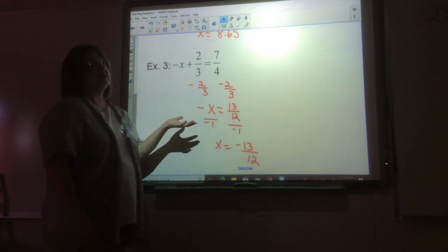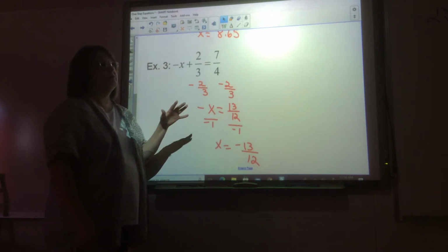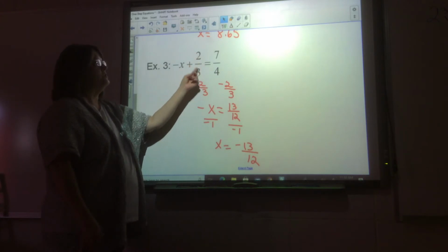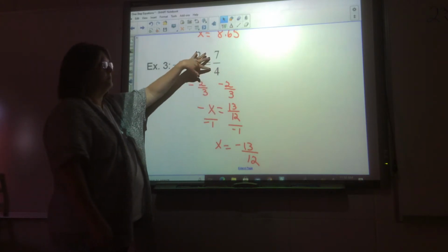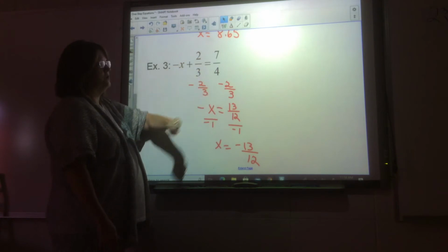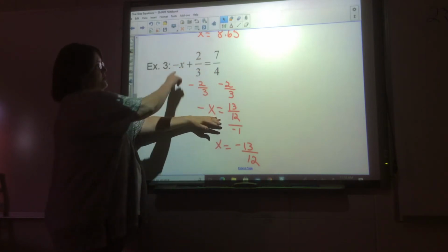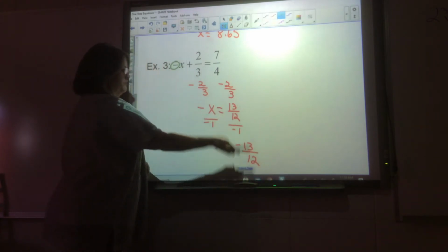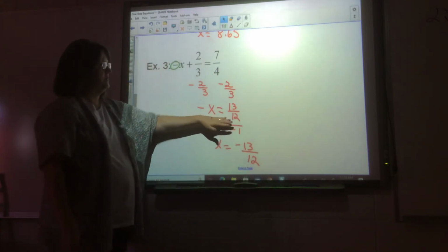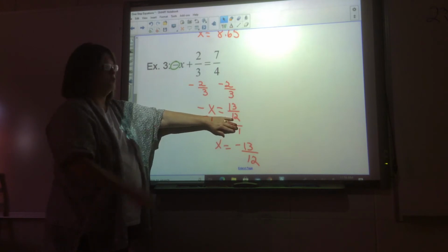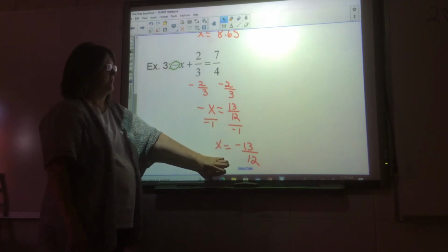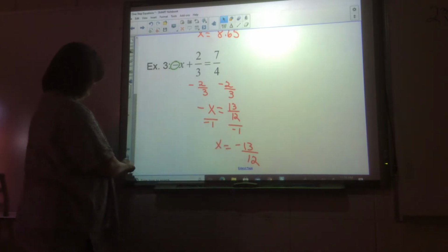And we have fractions. Now remember, don't get upset with fractions. You have a fraction button on your calculator. We're adding 2/3, subtract 2/3. So you want to put 7/4 minus 2/3 into your calculator. Don't forget that this x up here is negative. So be sure to bring that negative sign down. You end up with negative x equals 13 over 12. Then I don't want to know what negative x is. I want to know what x is. So I divide by -1, and that gives me negative 13 over 12.